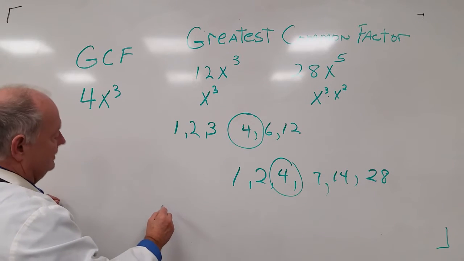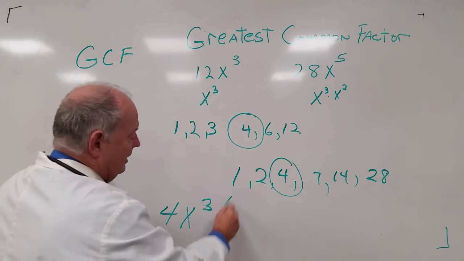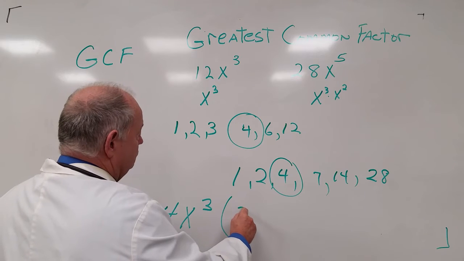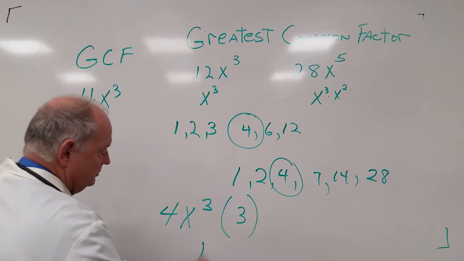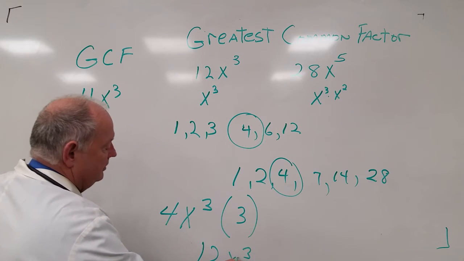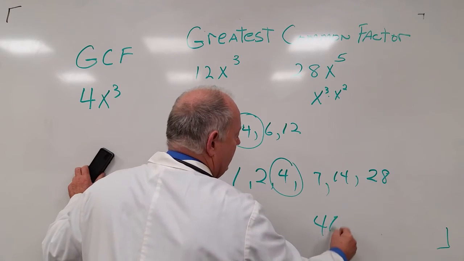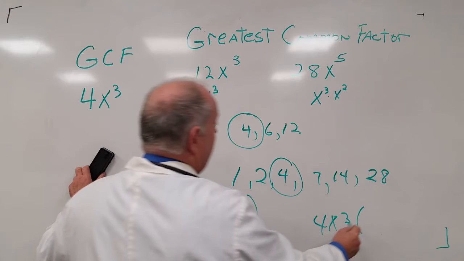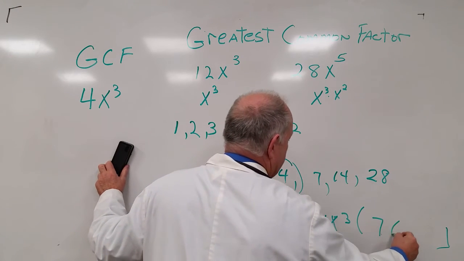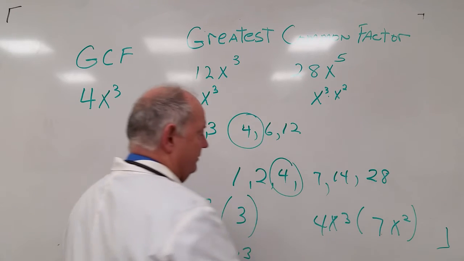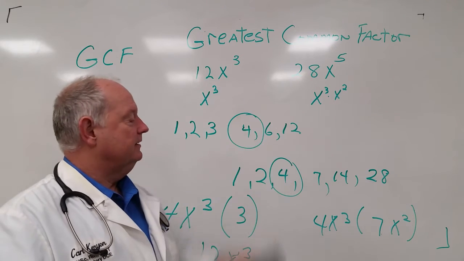We could factor that by going 4x cubed times 3. This equals 12x to the third. And of course 28 is 4x cubed times 7x to the second. And this is the factoring of this.